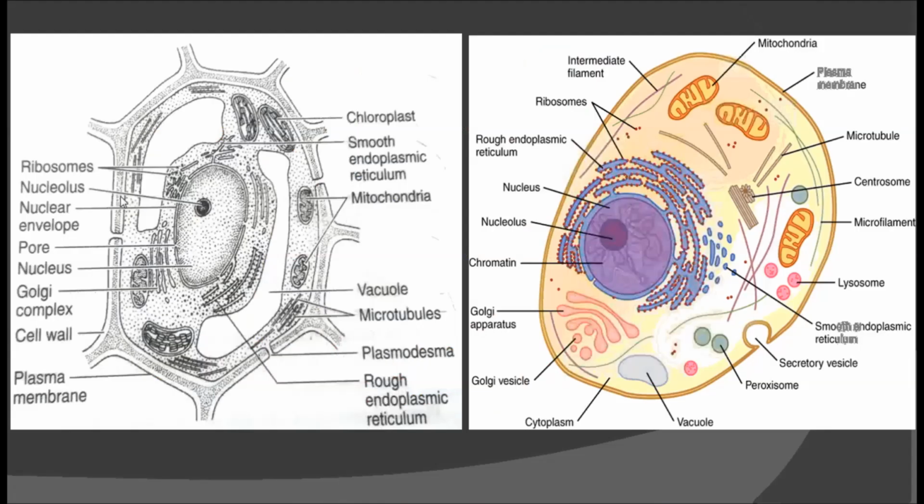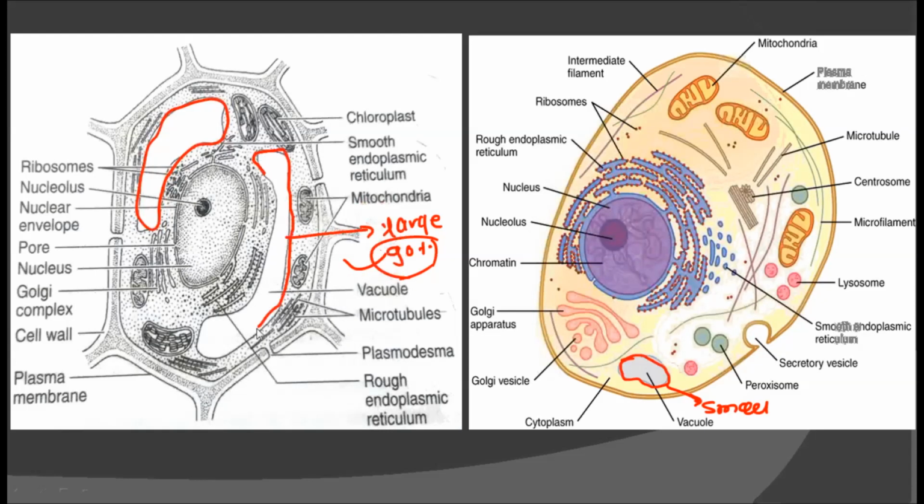So let's once more consider the difference between the plant cell and animal cell. The very first is you observe the size of the vacuole. Here is the plant cell vacuole and here is the animal cell vacuole. You can clearly observe the animal cell vacuole is very small while the plant cell vacuole is very large. Actually, sometimes 90% of the area of a cell in a plant is occupied by the vacuole. So the vacuole is very large in a plant cell while the vacuole in an animal cell is very small.